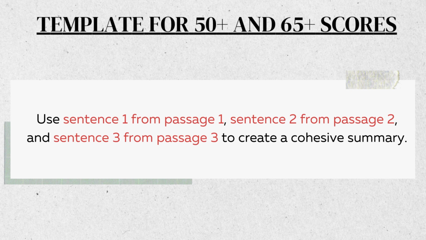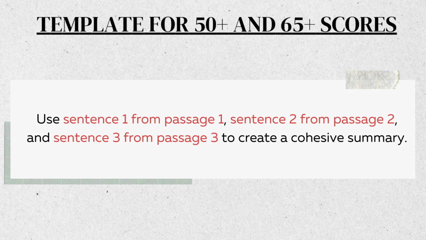For achieving a 50+ or 65+ score in the PTE Summarize Written Text task, using a template that selects specific sentences from different passages can help structure your summary effectively. This approach allows you to focus on the most important elements while maintaining coherence and clarity. Here's how it works. Template for 50+ and 65+ scores. Use sentence 1 from passage 1, sentence 2 from passage 2, and sentence 3 from passage 3 to create a cohesive summary. In this method, you select key sentences from each passage that represent different aspects of the information.